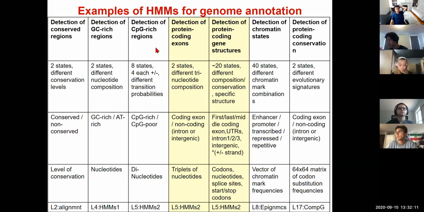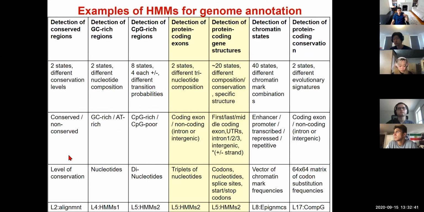Okay, so this is the simplest possible model. We basically have GC-rich regions and then CpG-rich regions. So here we have 8 states, 4 states each for plus or minus CpG island with different transition probabilities. And then these capture CpG poor versus CpG rich regions, and this is emitting dinucleotides. Again, the very first column is detecting conserved regions with 2 states, conserved and not conserved, and the overall level of conservation. Let's now get into protein coding genes.